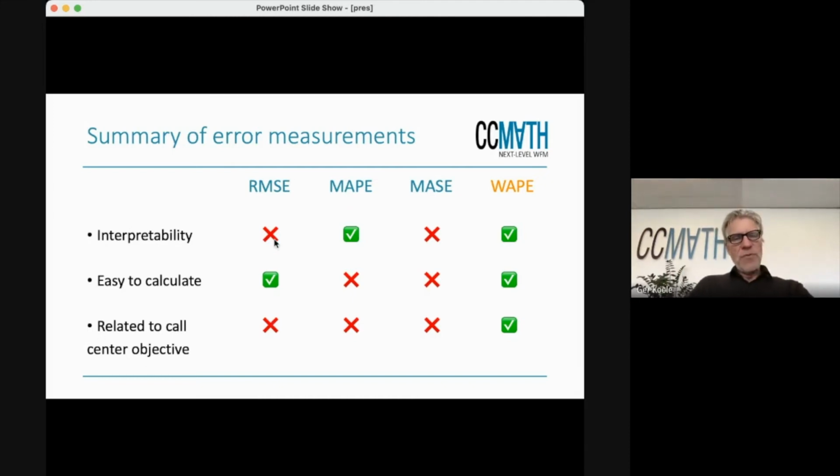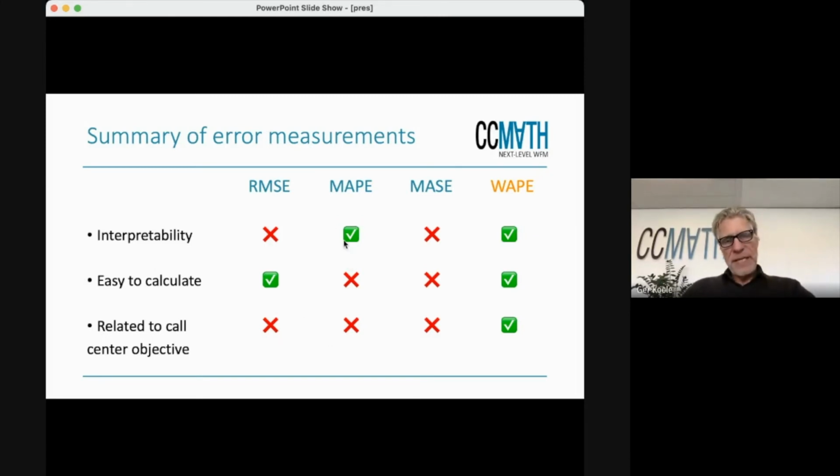As we saw, the root mean square error is hard to interpret. There are these squares, and mathematicians like these squares. They have all kinds of nice properties, but it's hard to interpret. It's very easy to calculate. I didn't do it, but instead of the absolute errors, you simply take the squared errors, and then you take the mean of that, and then a square root. So that is easy. No direct relation to call center objective.